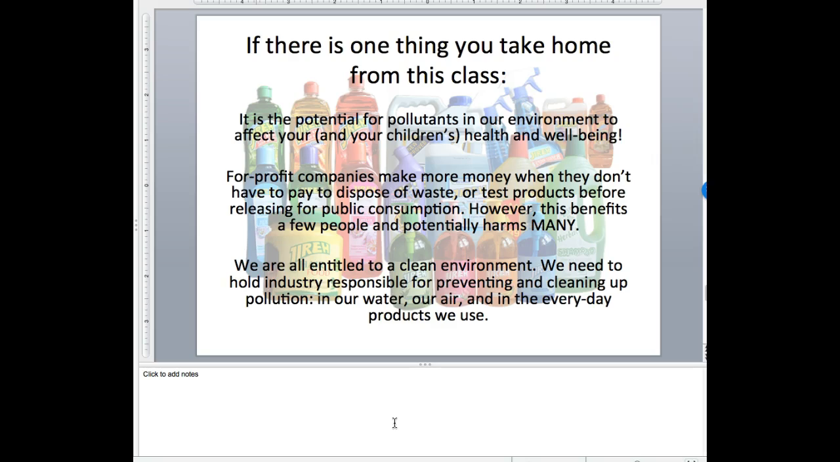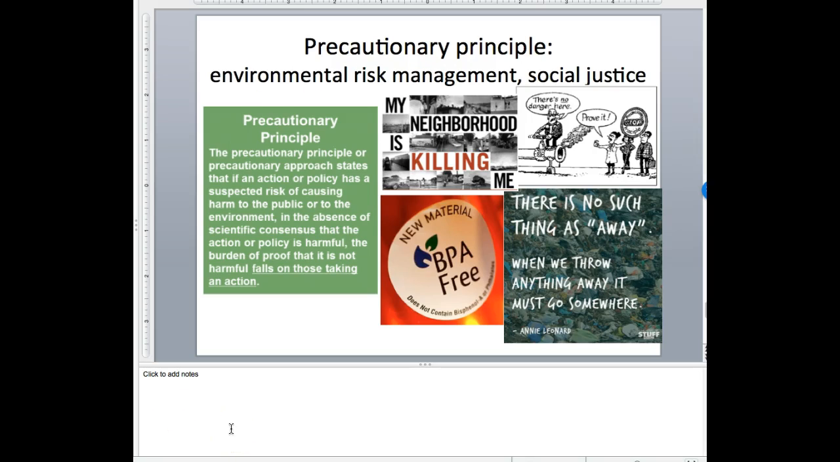But this benefits only a few people that are involved in that company and shareholders of that company, and potentially harms all of the rest of us who are counting on a clean environment. We're all entitled to a clean environment, and we need to hold industry responsible for preventing and cleaning up pollution in air, water, and everyday products. And this harkens back to what we call the precautionary principle, which is better safe than sorry. Companies need to be responsible for releasing products that have been well tested and are safe for human consumption and exposure. And the burden of proof needs to be on companies that are producing these products, not on you or me to get sick and then try to sue a giant company with a lot of legal resources.